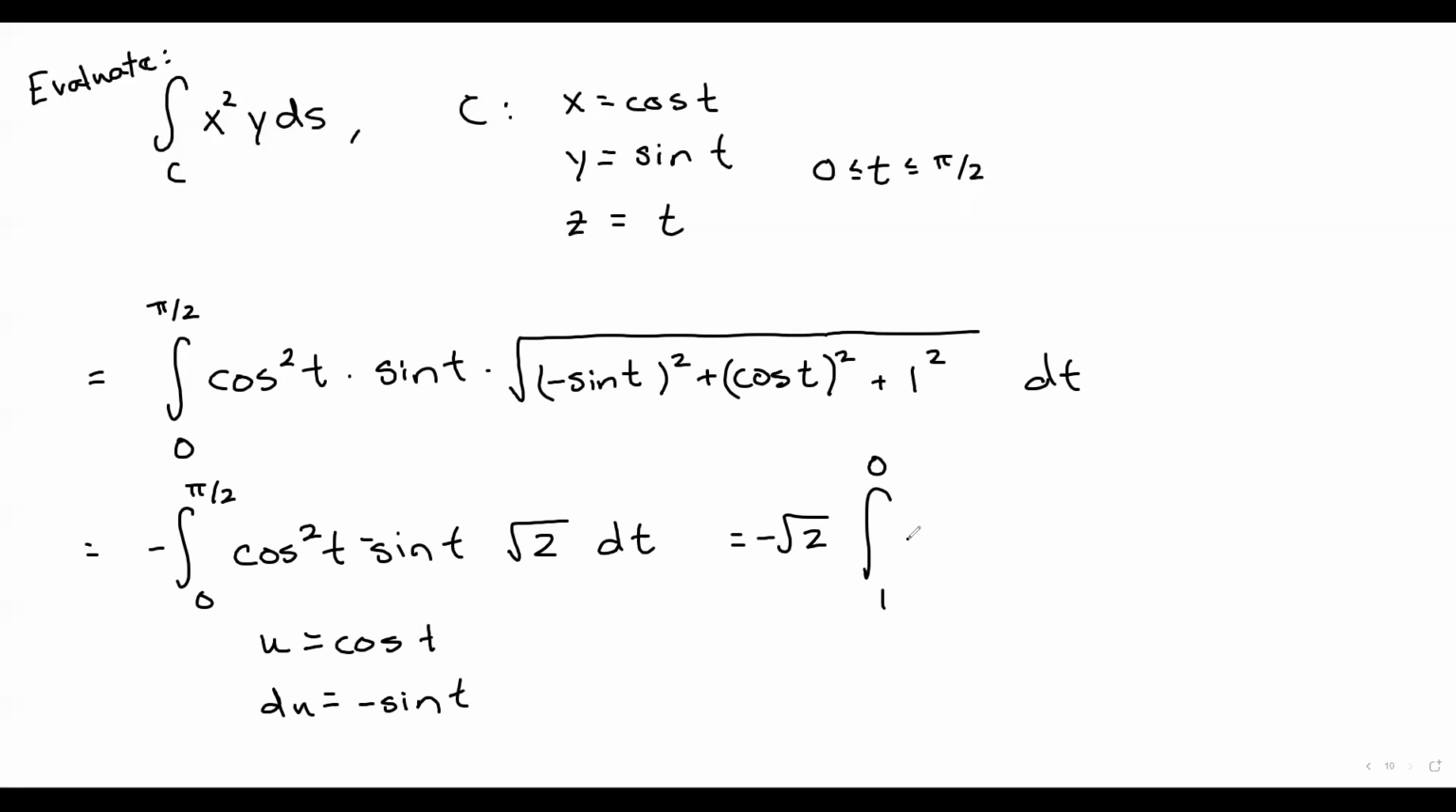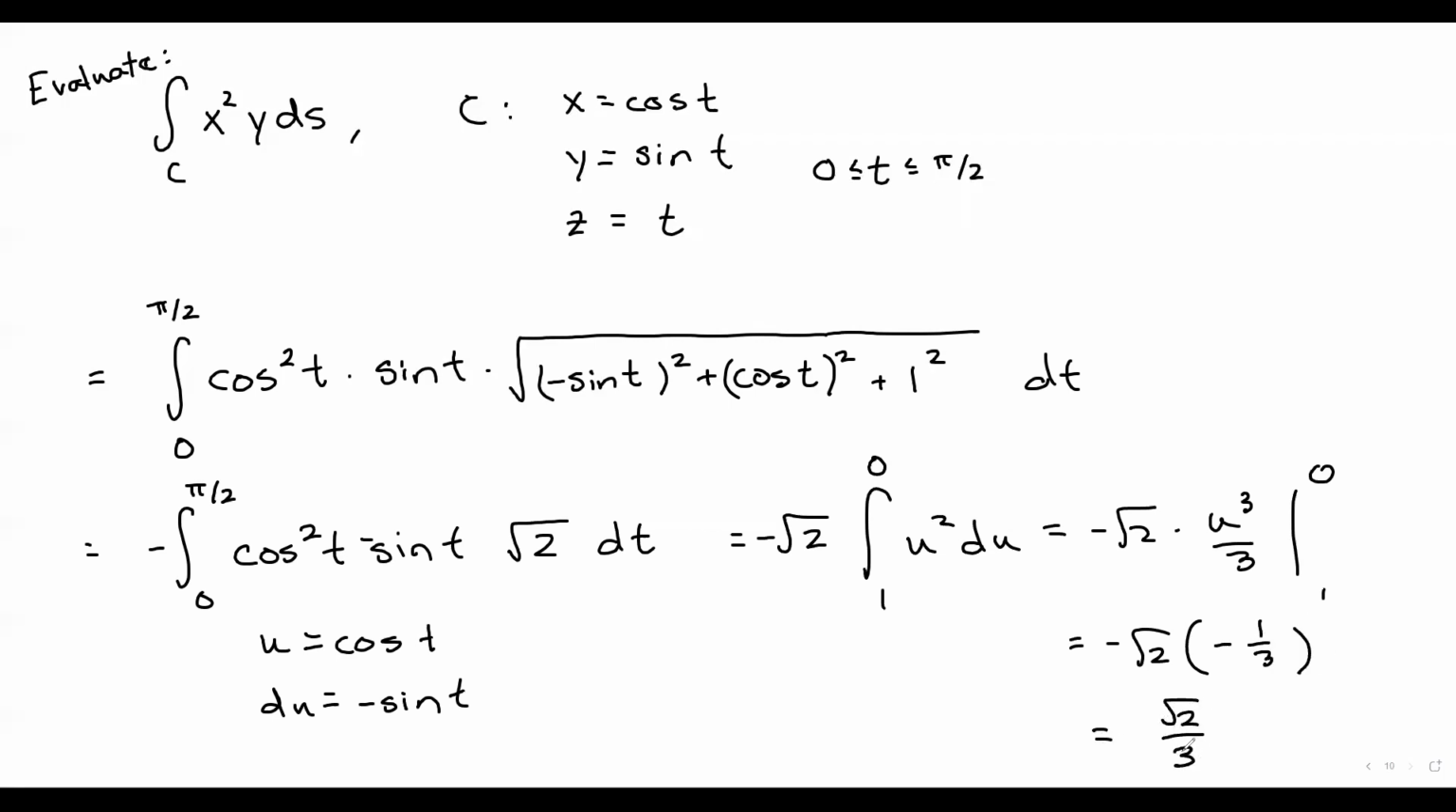And then we're going to have u squared du, and that's going to be negative root 2. The antiderivative, that's u to the third over 3 from 1 to 0. So plug in 0, you get 0. Plug in 1, you get 1/3. So we're going to have minus 1/3. And this is going to equal root 2 over 3.